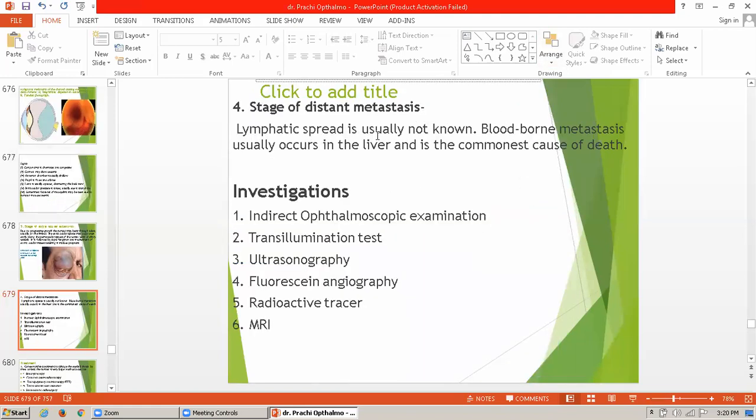Then fourth is the stage of distant metastasis. Lymphatic spread is usually not known, but blood-borne metastasis usually occurs in the liver and is the commonest cause of death.